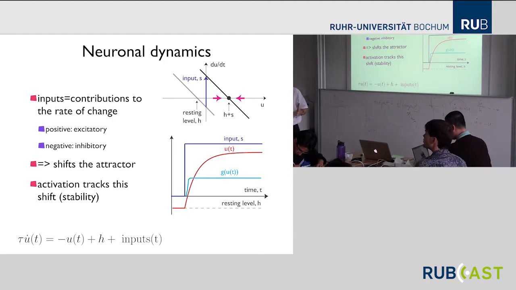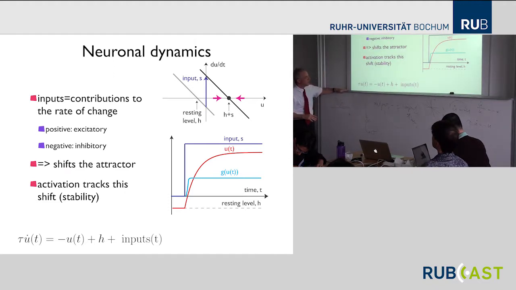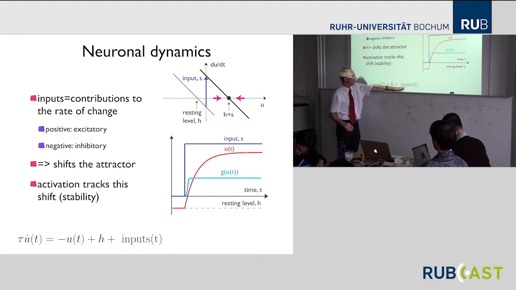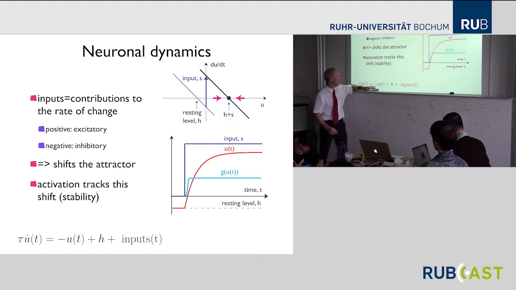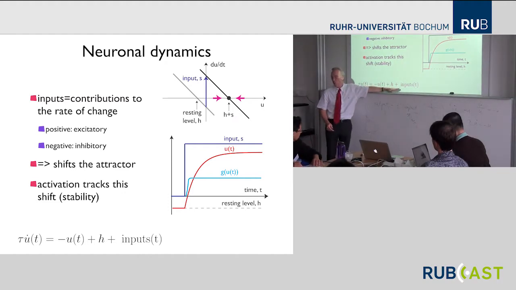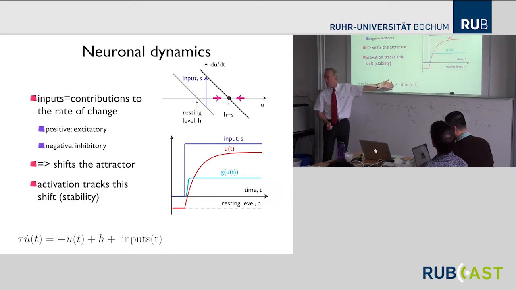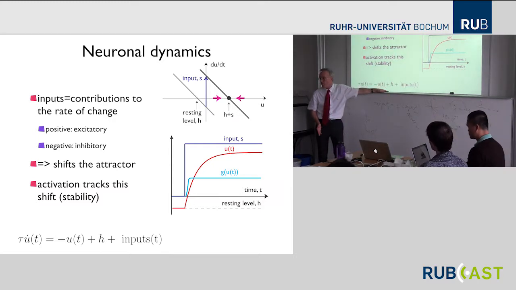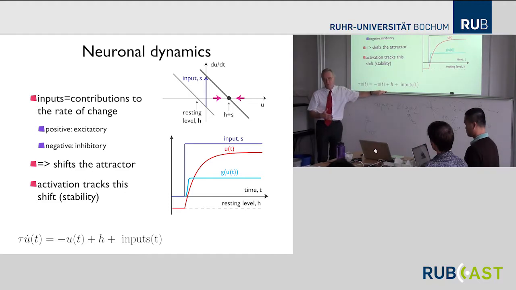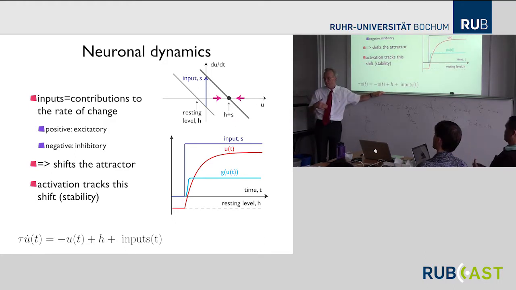Now let's think about input to the system. So this system so far didn't have any input, only resting level. Inputs are now just contributions to the rate of change, additive in the first approximation, usually with a sign. If the sign is positive, we call that excitatory input. If the sign is negative, we call it inhibitory input. In the nervous system, that's different. Neurons only have one kind of synapse that's either positive or negative in effect in terms of the postsynaptic potential.